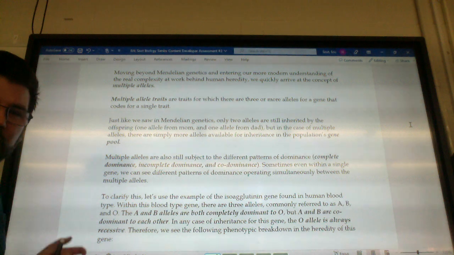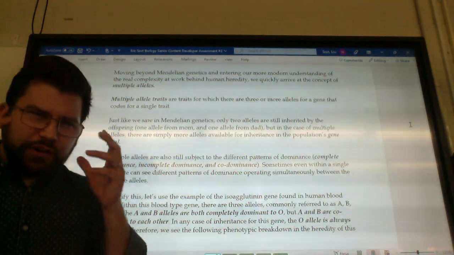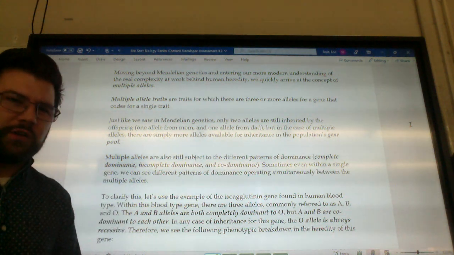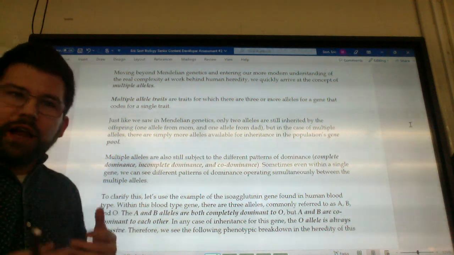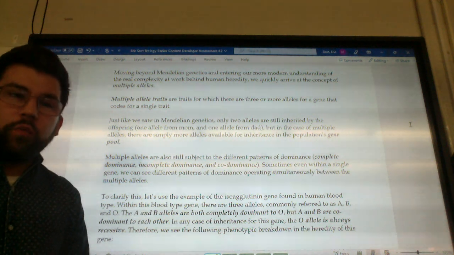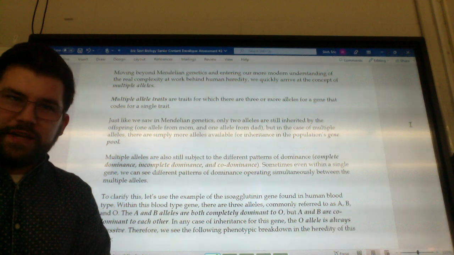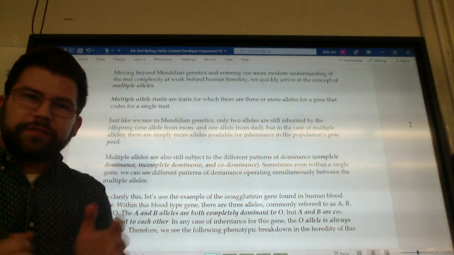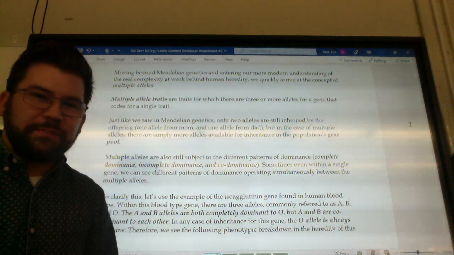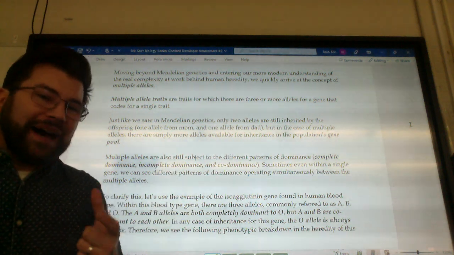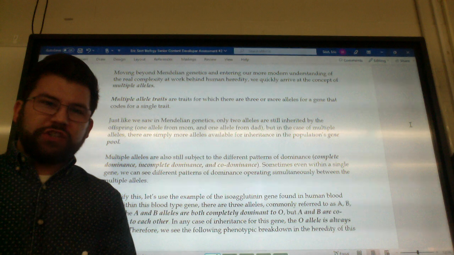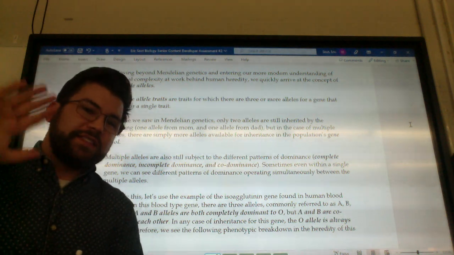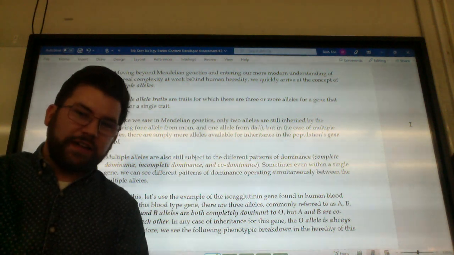So let's get to our example, right? Let's actually make something concrete here to help clarify and maybe visualize this a little better. We've got a pretty big one. It has a lot of implications. Today we're going to look at one of the genes involved in human blood type. It's called the isoagglutinin gene. It's just a protein in your blood, right? It's used in determining your blood type. Blood type is actually polygenic. There's actually polygenism there. That's for next time. That's the next step into non-Mendelian genetics.